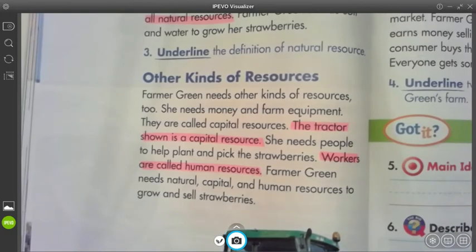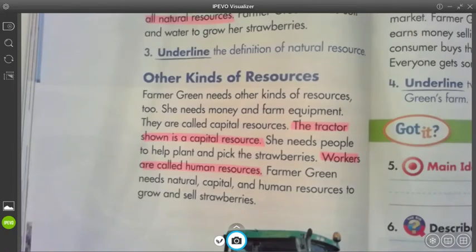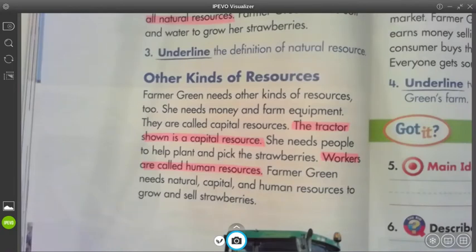Farmer Green needs other kinds of resources too. She needs money and farm equipment. They are called capital resources. The tractor shown is a capital resource. She needs people to help plant and pick strawberries. Workers are called human resources. Farmer Green needs natural, capital, and human resources to grow and sell strawberries.